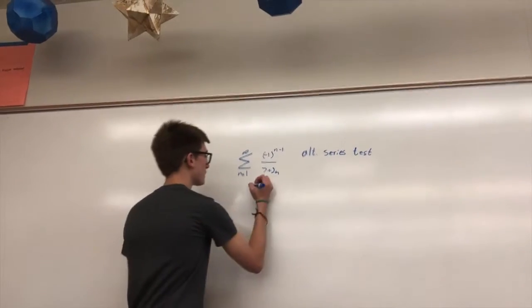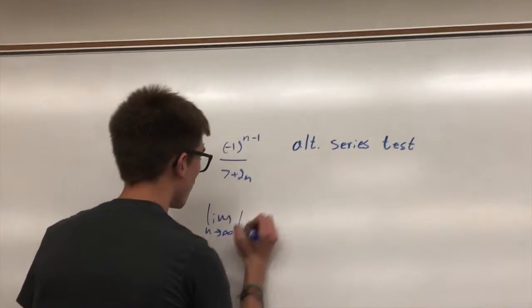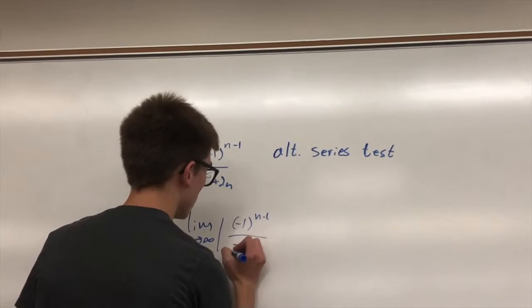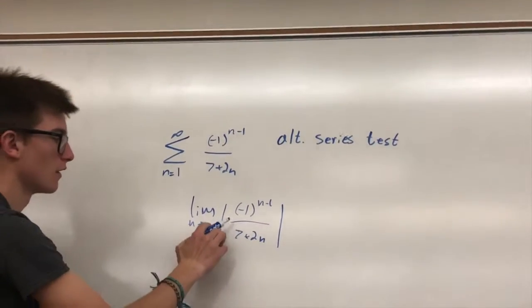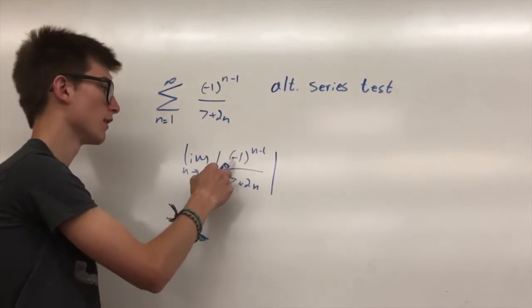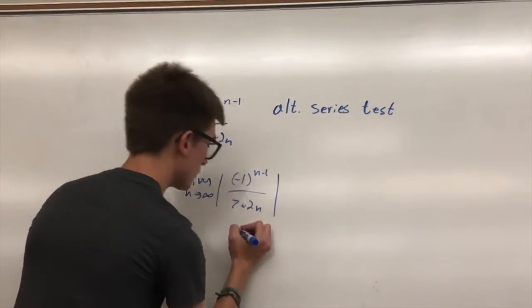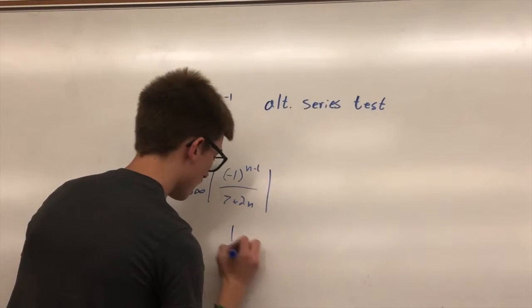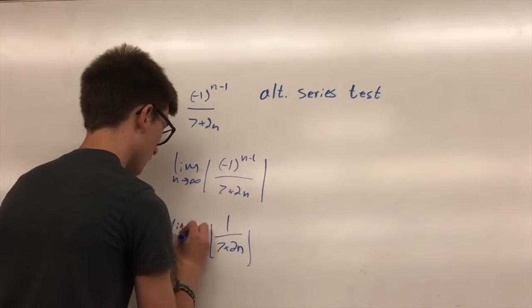So basically what that means is take the limit as n approaches infinity of the absolute value of the function. Basically what this does is it takes this alternating sign, -1, and it determines that to be just 1. So it's 1 over 7 plus 2n, limit as n approaches infinity.